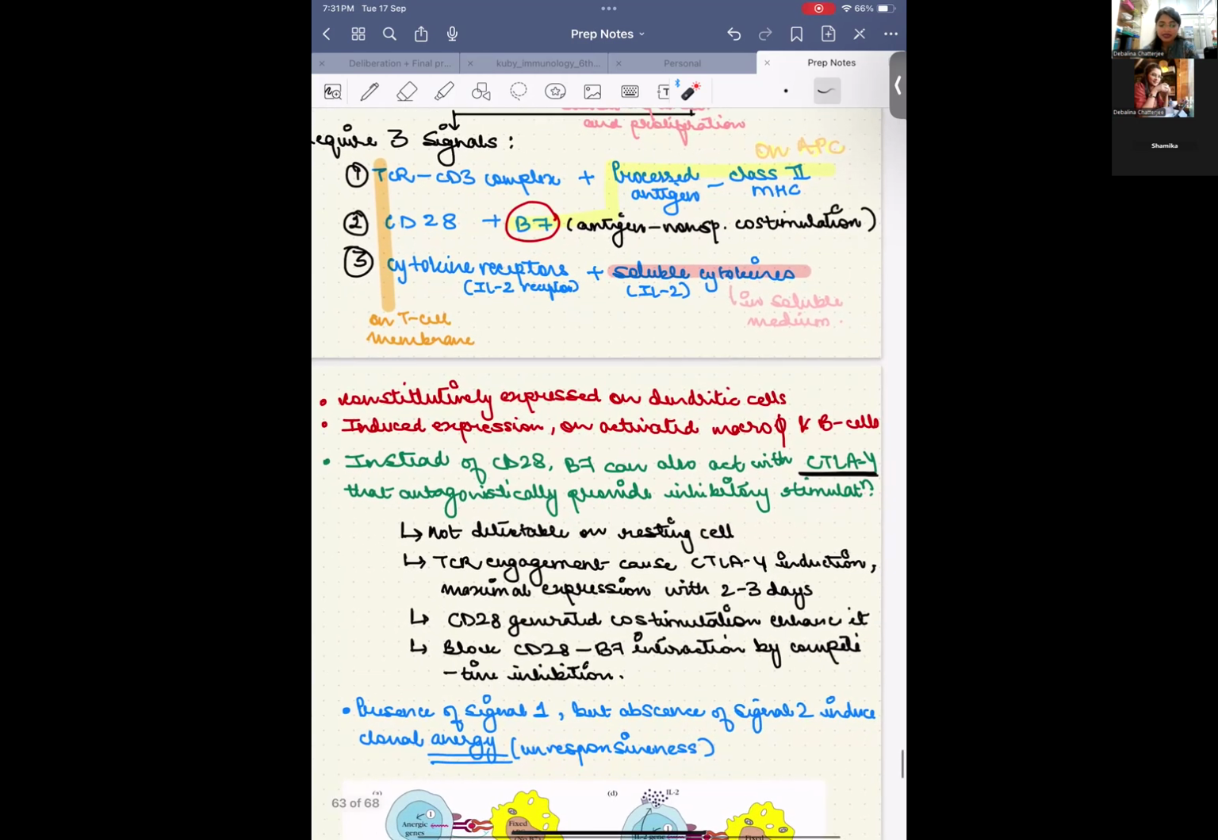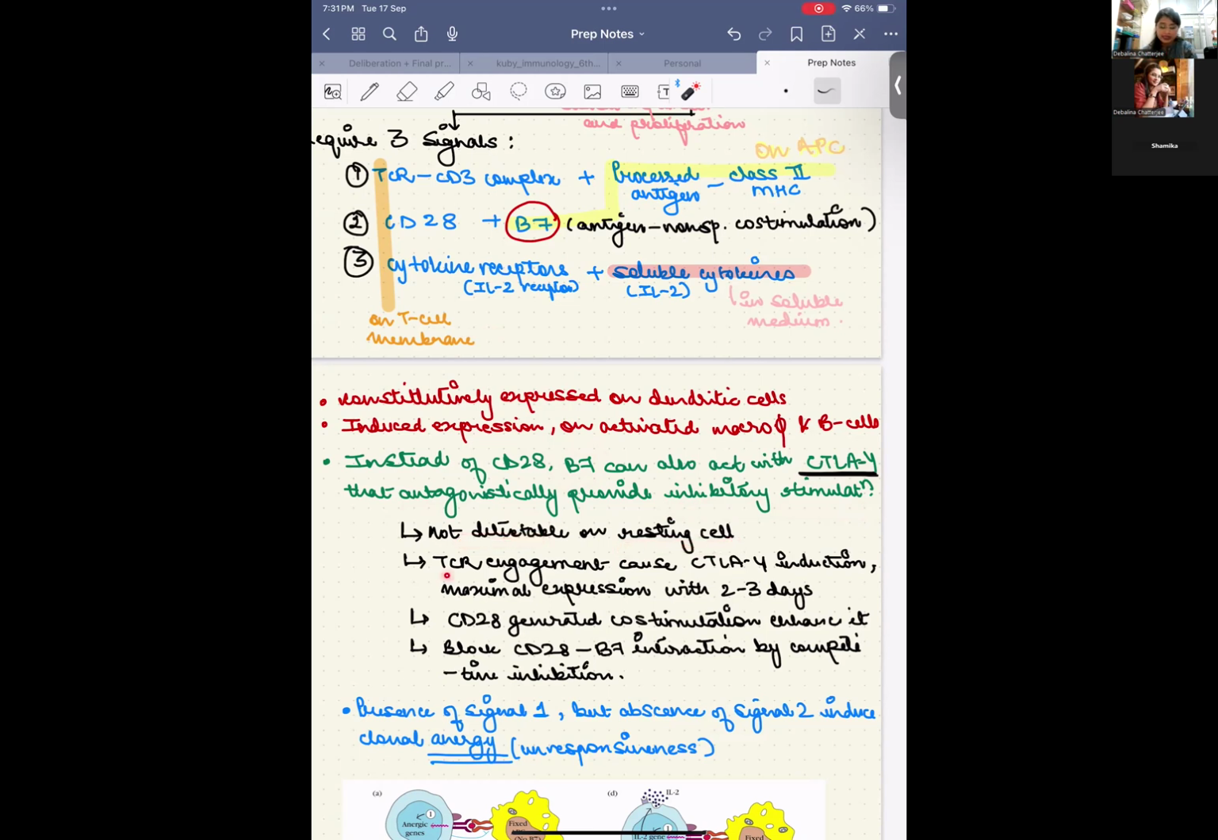Another fact remains that this B7 can either bind to CD28, which gives a positive co-stimulation, or it can also bind to the CTLA4 molecule, and that has an antagonistic outcome. So what happens if the binding of B7 is with CTLA4? This binding is going to give an inhibitory stimulus. So where is CTLA4 present? It is also present on the T cell membranes, but in much lower number. Initially, in the resting state of the T cell, these are non-detectable. They are in very, very low number.